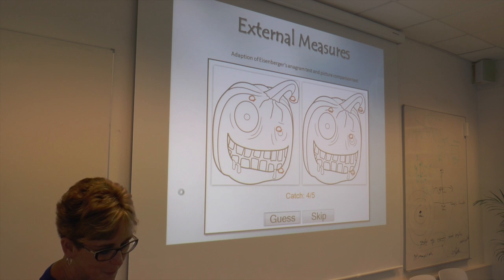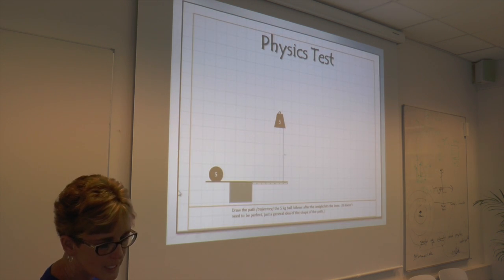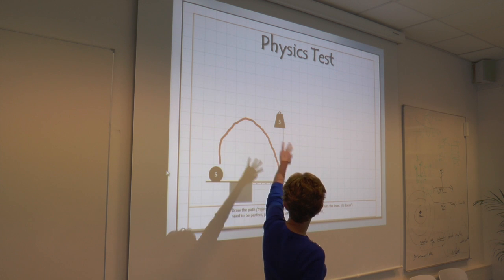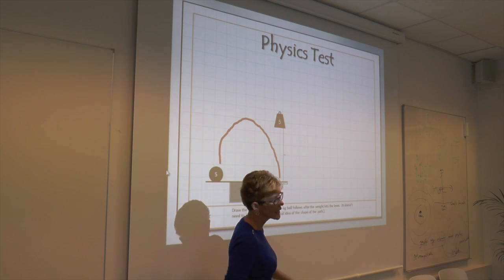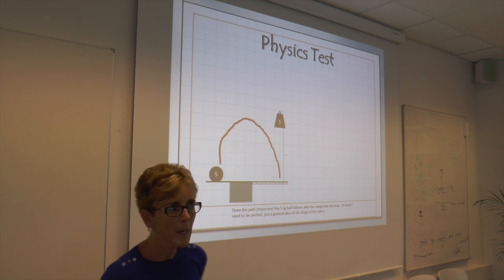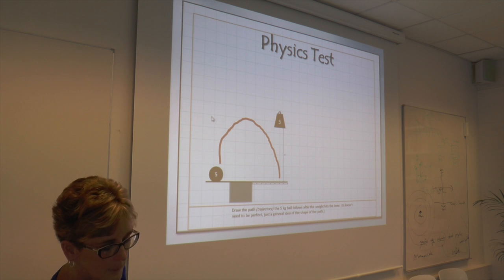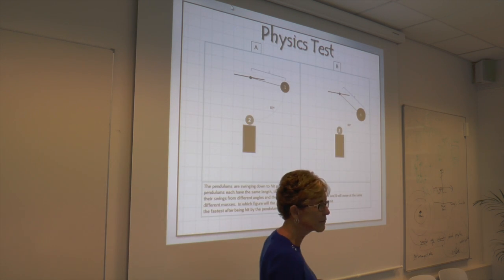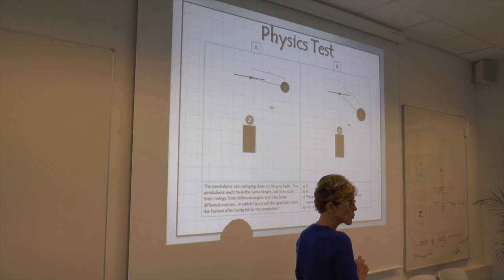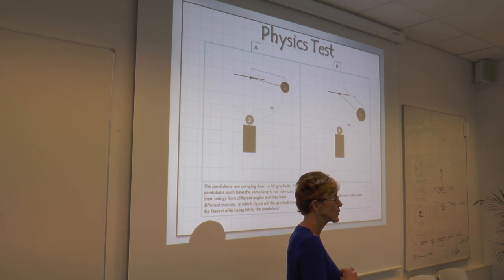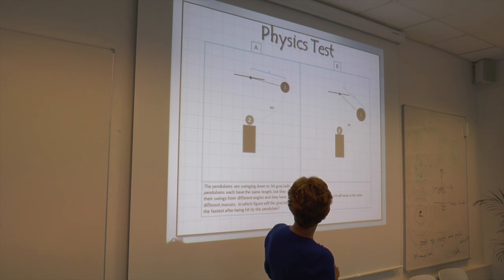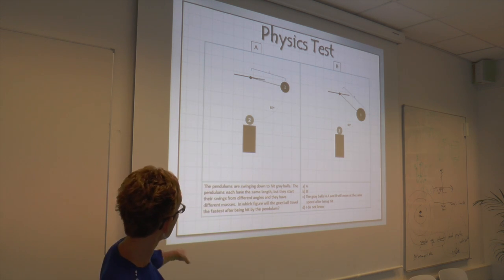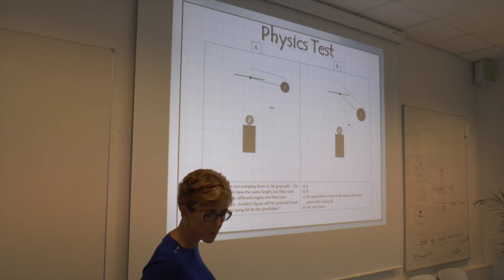Then there was our physics test, with 24 items. Some were constructed response, like drawing the trajectory here. Most of them were multiple choice kinds of items. This was inspired by the Force Concept Inventory that's used widely for this kind of qualitative physics stuff. So, here are two pictures, and which one will the ball go farther or faster or whatever.